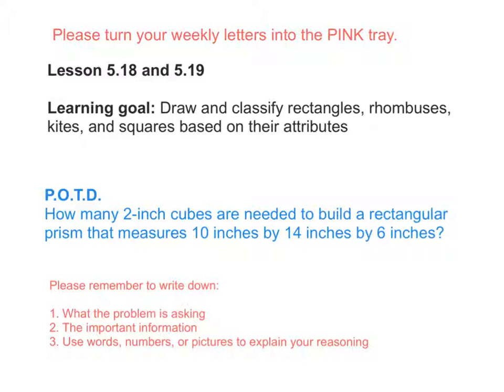Okay, today we're combining two more lessons. We're doing 5.18 and 5.19. And today your learning goal is to draw and classify, which as we know means to sort, rectangles, rhombuses, kites, and squares. So how many different kinds of polygons are we talking about today? 4. Rectangles, rhombuses, kites, and squares. And we're doing that based on their attributes.